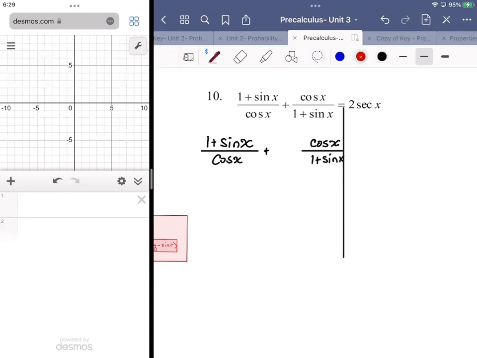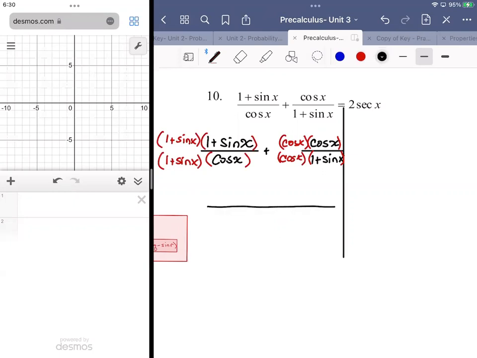All right, top and bottom of the first fraction gets multiplied by 1 plus sine x. Top and bottom of the second fraction gets multiplied by cosine of x. I went the parentheses route here to show the multiplication, only because we have some binomials and I don't want to make a mistake with that. Right, so I'm just being a little bit more careful. But we do have our common denominator.